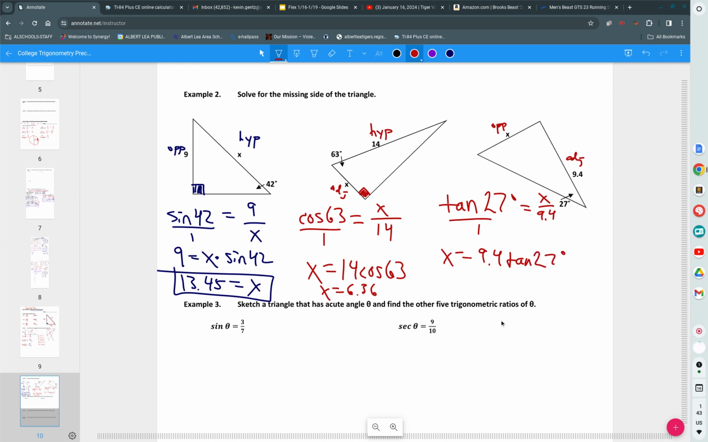We should have 9.4 times the tangent of 27, which is, Gunnar, what do you got? 1.7.